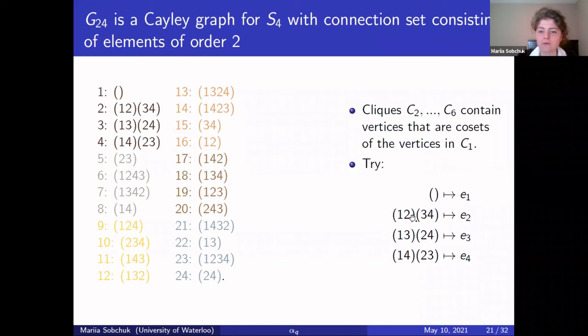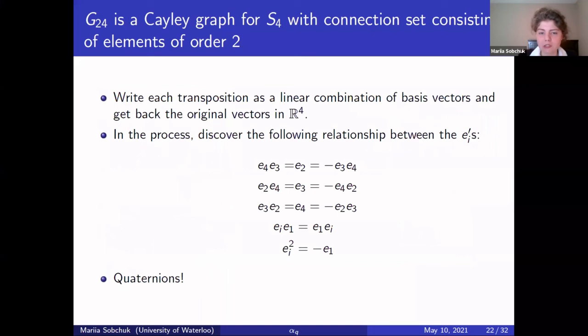And at the same time, we already know that the (1 2)(3 4) permutation is the vector e2. So using this kind of reasoning, we were able to write the transpositions in terms of the basis vectors, getting us some vectors in R4. In the process, we came to these relations.